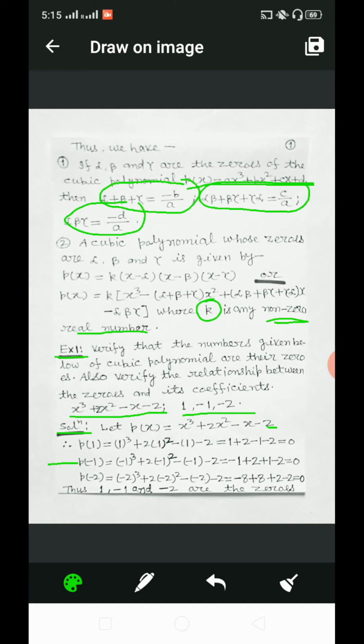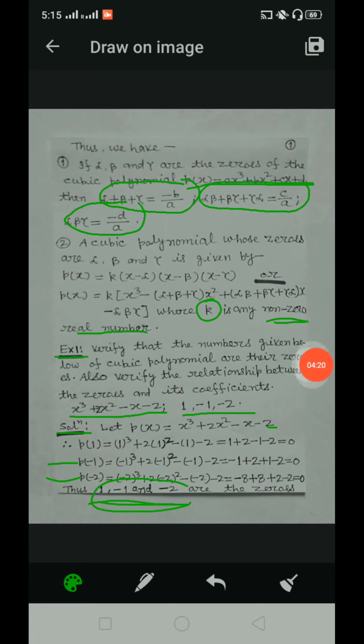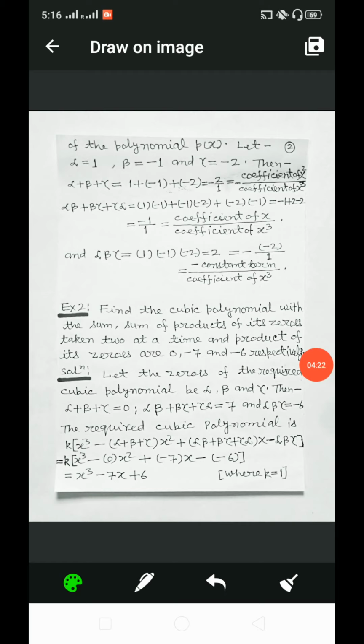Similarly p(minus 2) we get (minus 2) whole cube plus 2 into (minus 2) whole square minus (minus 2) minus 2, and after solving we get 0. Since p(1), p(minus 1) and p(minus 2) are 0, thus 1, minus 1 and minus 2 are the zeros of the polynomial p(x).